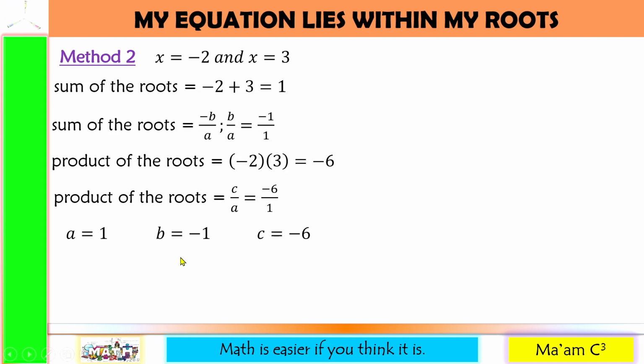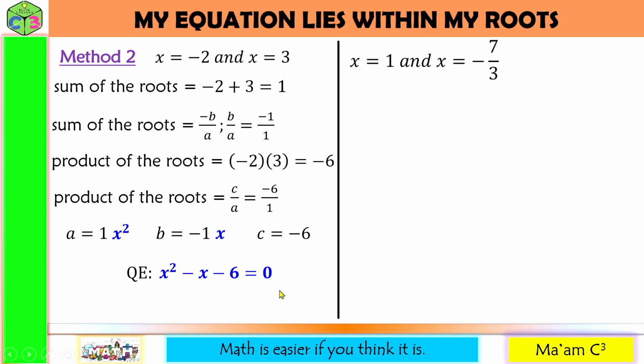I'll just add x squared for a, x for b, and nothing for c. So the quadratic equation will be 1x squared, or simply x squared, minus 1x, or minus x, and then minus 6 equals 0. The same answer that we got earlier. Let us solve also the second example that we solved earlier. So the sum of the roots, I'll simply have to add 1 and negative 7 over 3.